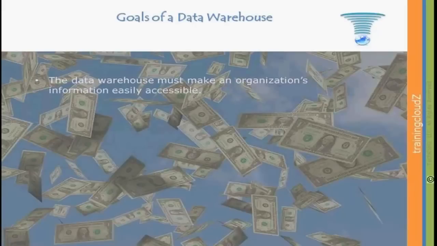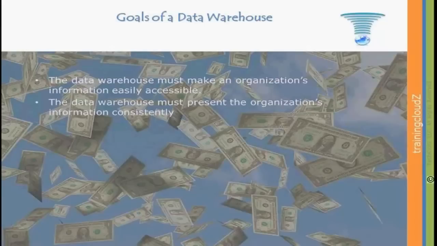The data warehouse must make an organization's information easily accessible. Only then can you make smart decisions. A data warehouse must present the organization's information consistently. Without consistency, everything goes wrong. If you want to make a curry, a biryani, or a chicken curry, everything should be consistent. You should have optimum spice, optimum salt. The chicken should have proper texture. In the same way, the information should be consistent to build a proper data warehouse.